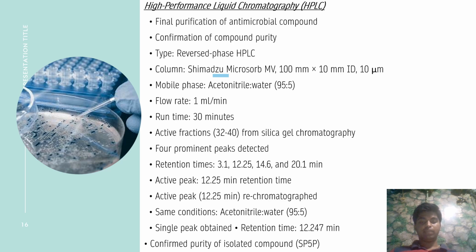Four prominent peaks were detected, and the most active peak was detected at a retention time of 12.25. Retention time refers to the time taken by the compound to elute out from the chromatographic column. So the active peak obtained was at 12.5 retention time, and when rechromatographed at the same conditions of acetonitrile to water 95:5, the active peak was again obtained at 12.5. A single peak was obtained, which confirmed the purity of the isolated compound SP5.